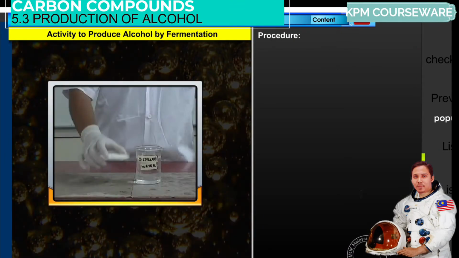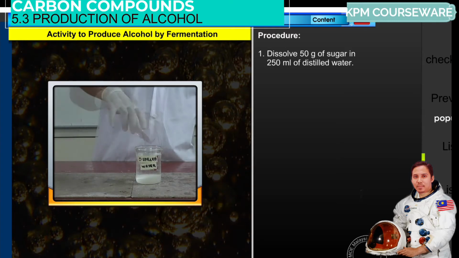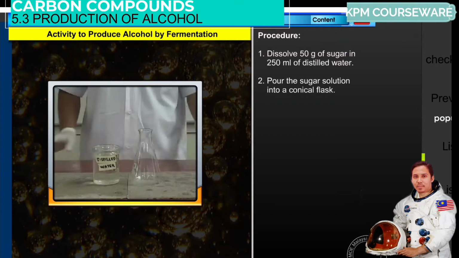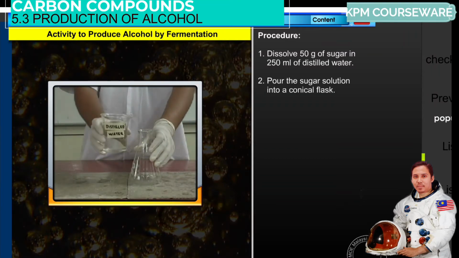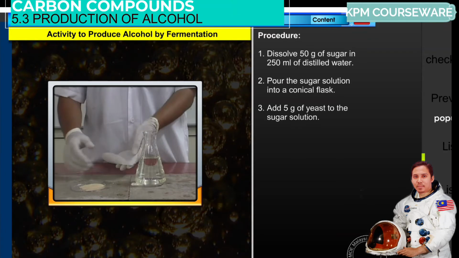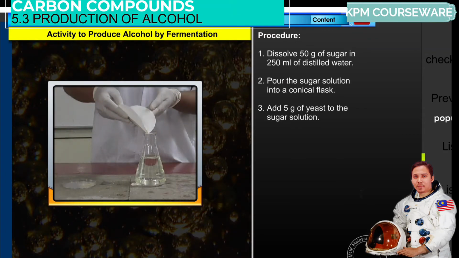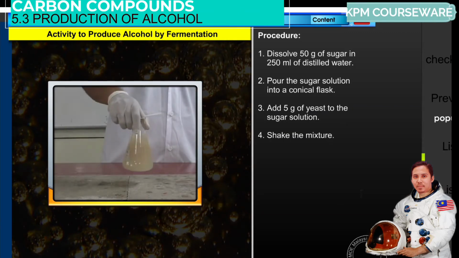Follow this procedure. Dissolve 50 grams of sugar in 250 milliliters of distilled water. Pour the sugar solution into a conical flask. Add 5 grams of yeast to the sugar solution. Shake the mixture.